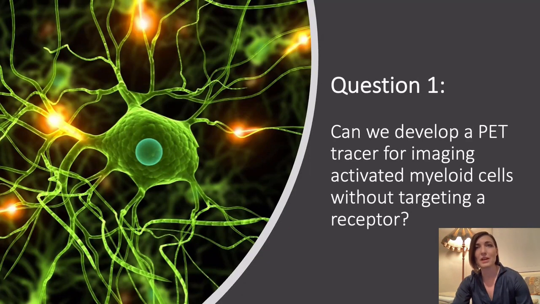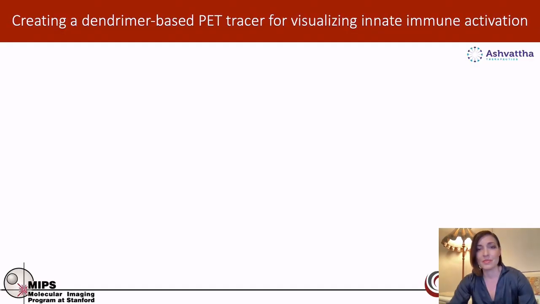So question number 1: can we develop a PET tracer for imaging activated myeloid cells without targeting a receptor? I think we can, but how do we do it? Well, we started a collaboration with Ashvatha Therapeutics, and we identified OP801 as a candidate agent to radiolabel.